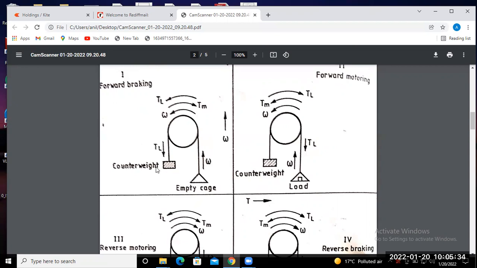Okay, so the counterweight is shown in this bucket. That means you have to put some weight so you can lift this empty cage in the upward direction. So in the second quadrant, your electromagnetic torque acts in the clockwise direction, but the speed acts in the anti-clockwise direction.